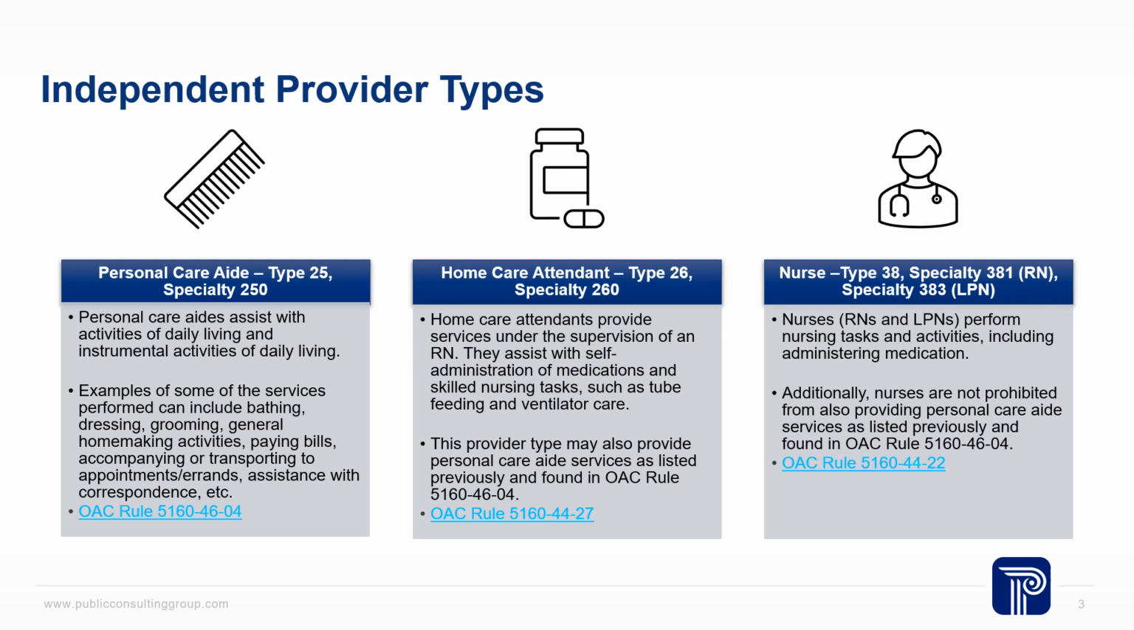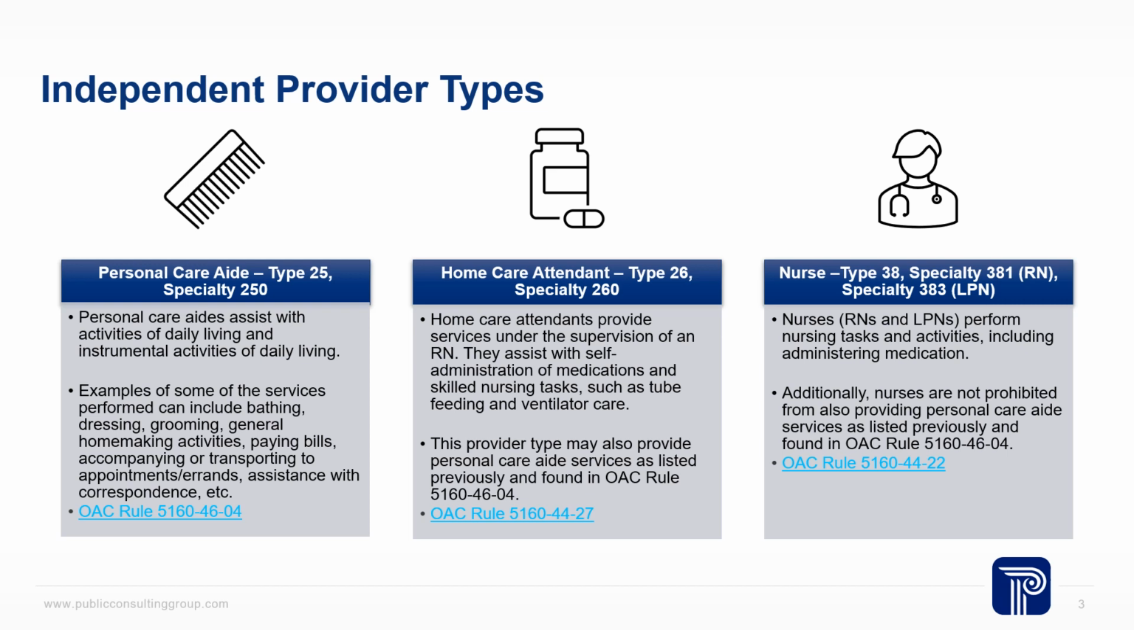Home care attendants are supervised by an RN. They can assist with self-administration of medication and skilled nursing tasks such as tube feeding and ventilator care. Home care attendants may also provide personal care services. Guidelines for assistance with self-administration of medication and nursing tasks are available in Ohio Administrative Code 5160-44-27 at codes.ohio.gov. Home care attendants use provider type 26 and specialty 260.